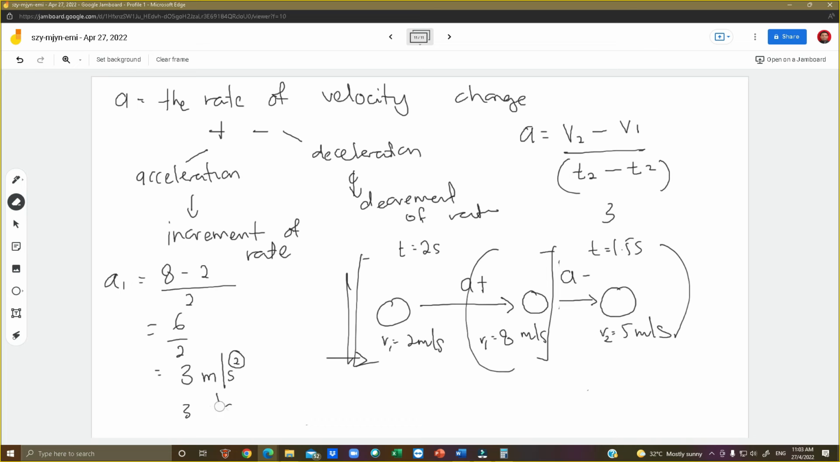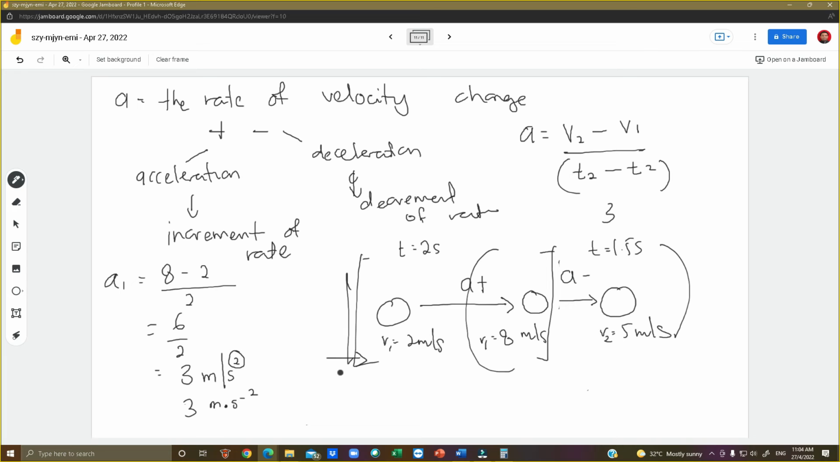Or you can write the unit as these figures. 3 meter per second. Sama. Ni bahagi 2. Ini meter bahagi saat. Ini meter kali saat. Tapi dia akan ada negatif. You show that the second is underneath.